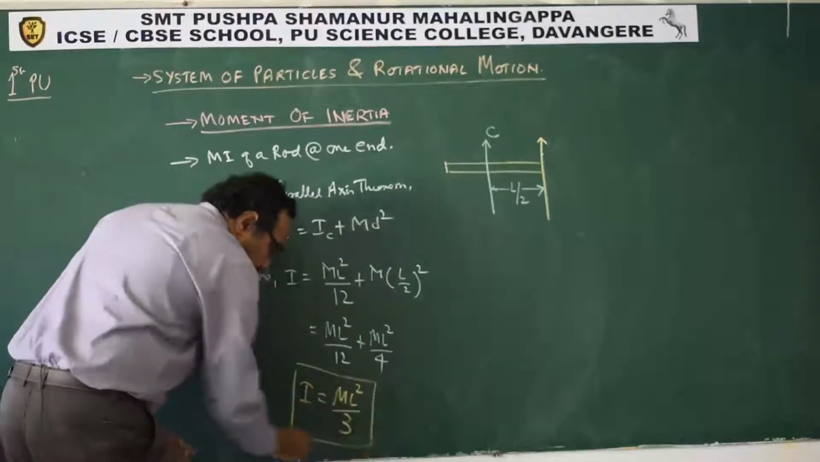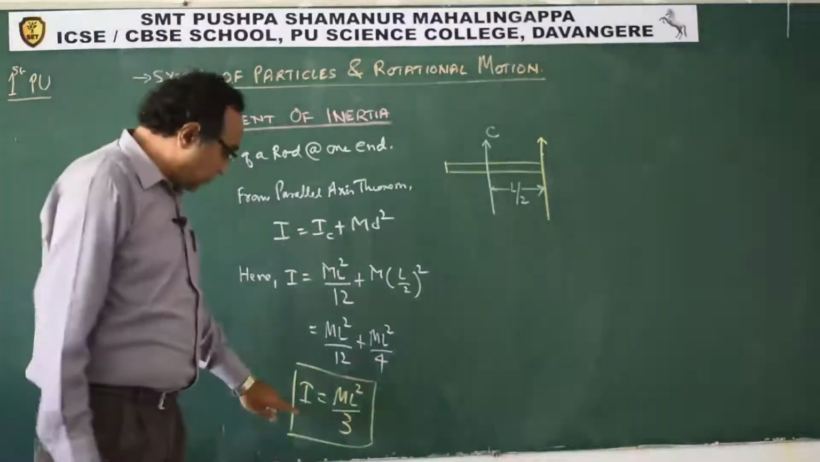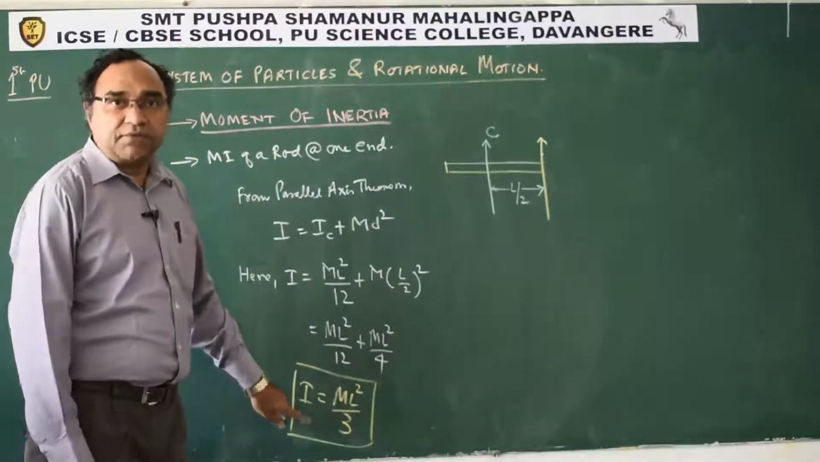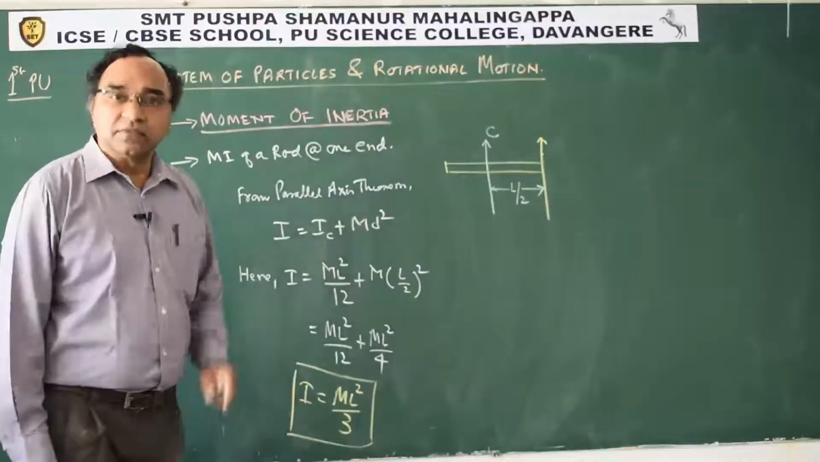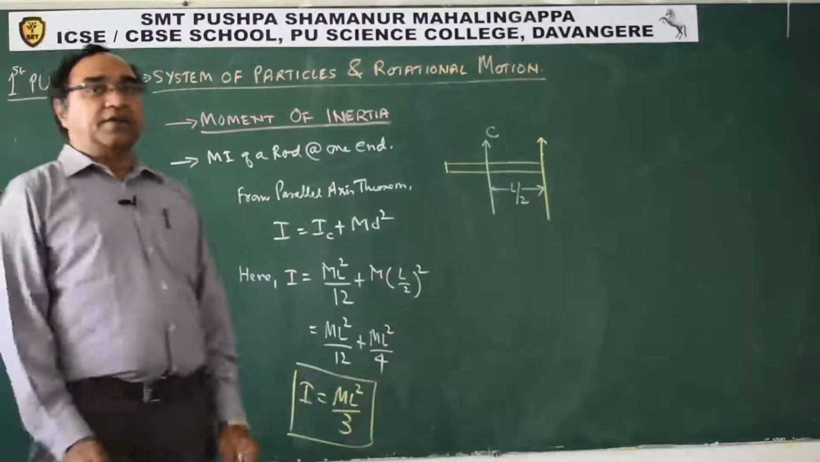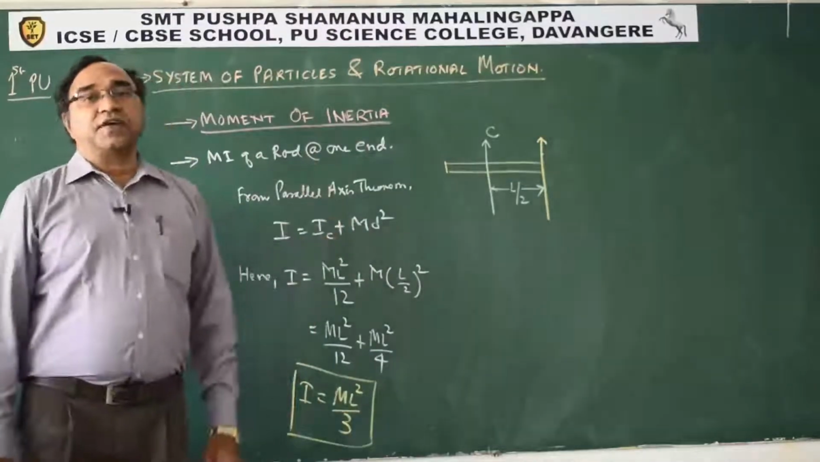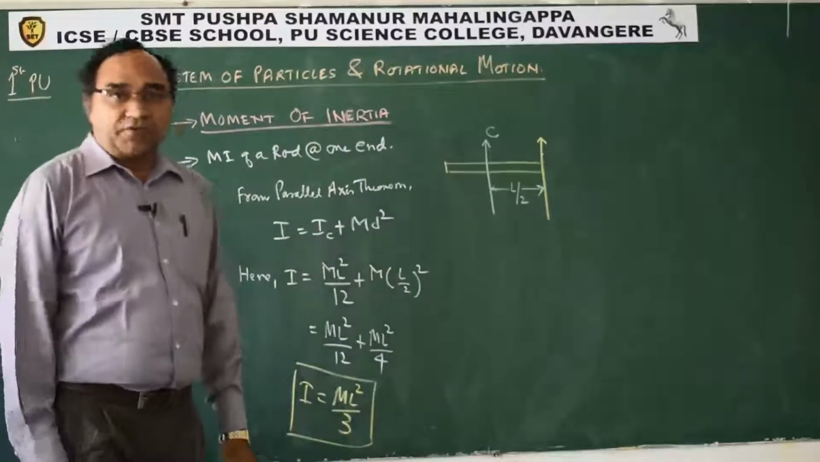Now students, this is exactly what we have done in the derivation also. The moment of inertia of a rod about one end, we have seen it is ml square by 3. Using the parallel axis theorem also we can justify it. That is exactly how we can use the parallel axis theorem to find the moment of inertia about any axis.